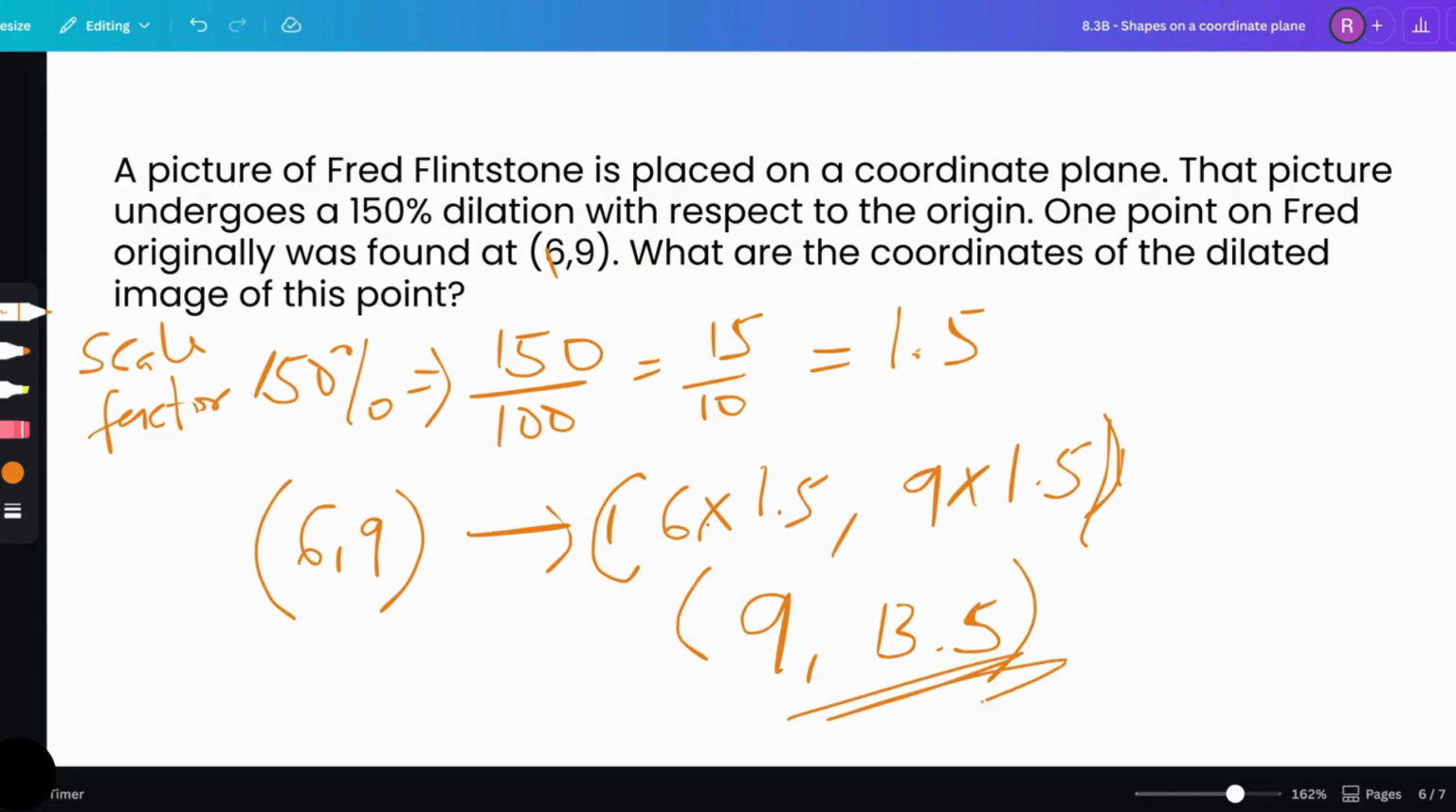So this is the coordinates of the dilated image at this point, point 6, 9. So you first find the scale factor. We were given a 150% dilation. We change it into a fraction, or decimal as the case may be. We got 1.5, and we use it to multiply the point to get the new point for the dilated image.